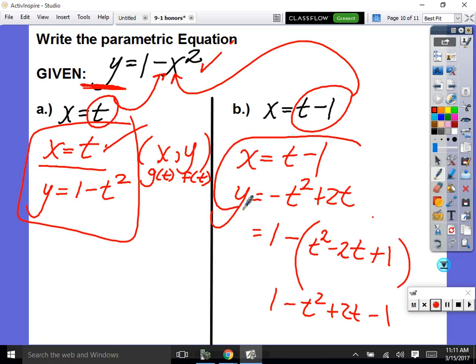So this is a parametric equation. This is not. But we were able to create a parametric equation. That just means write x and y in terms of t. That's all you got to do. It was negative t squared, right? Plus 2t. And I just rewrote it in standard form.